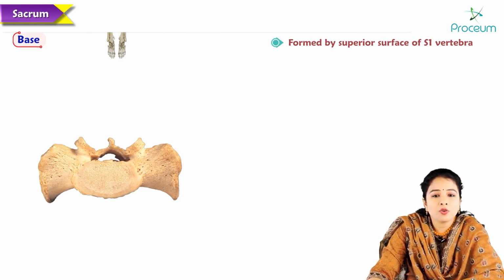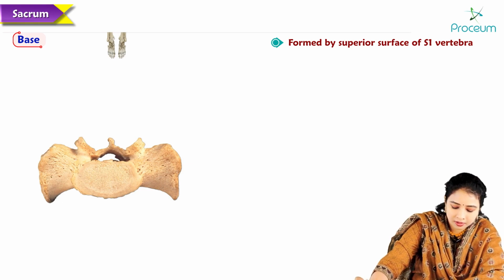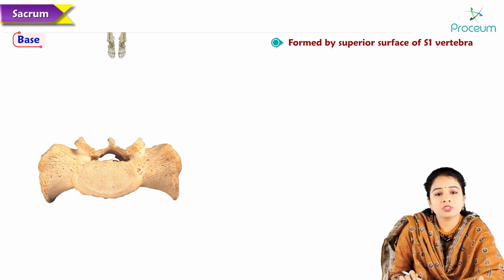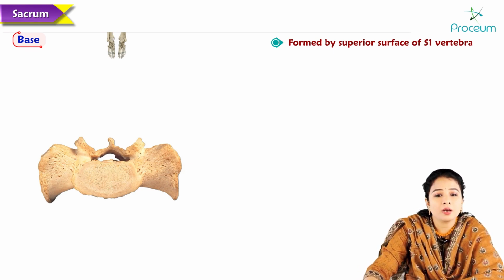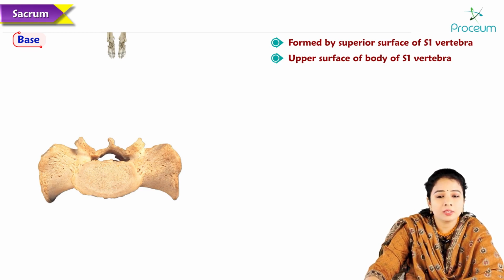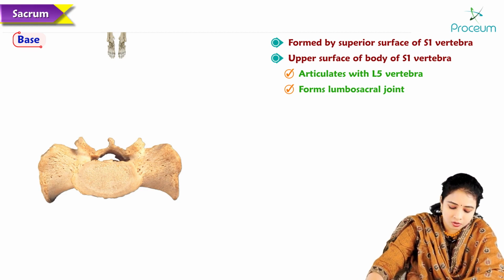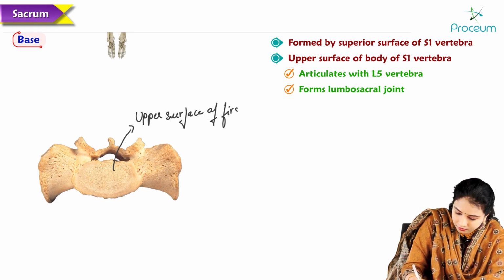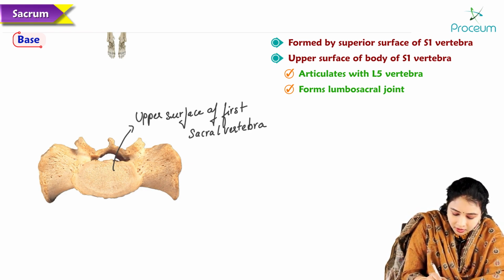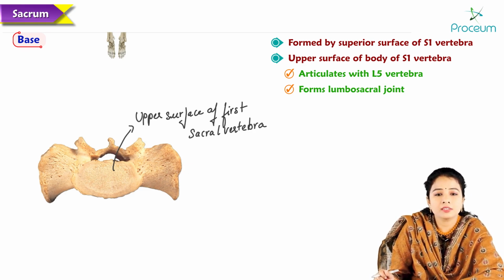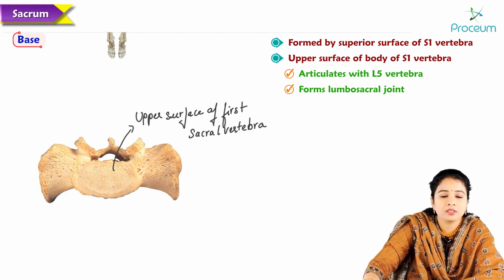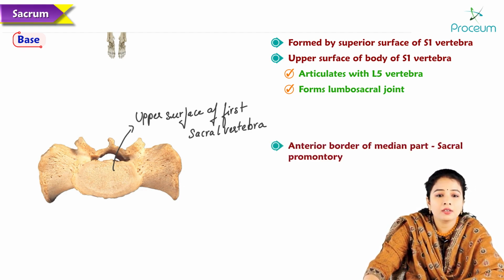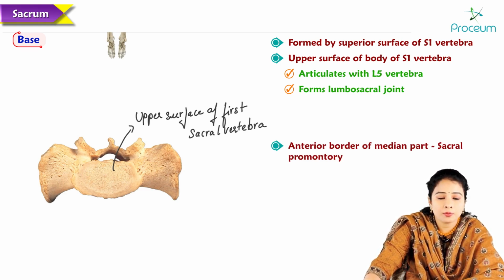Base of the sacrum is formed by the superior surface of the first sacral vertebra. So what you are seeing in this image is the base, which is the superior surface of first sacral vertebra. The upper surface of the body of the first sacral vertebra articulates with the L5, that is the fifth lumbar vertebra, to form lumbosacral joint. And the anterior border of the median part of base is called as sacral promontory.